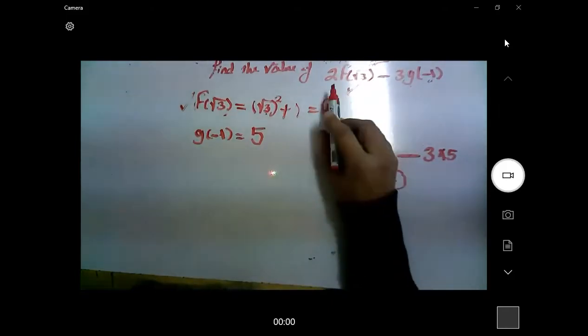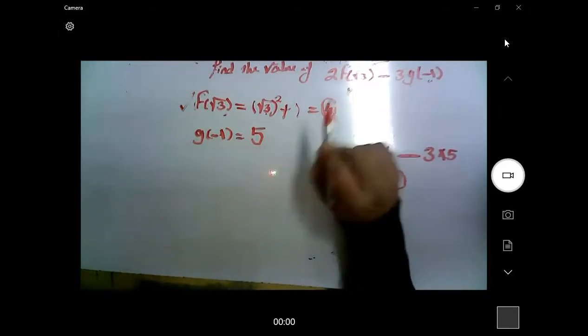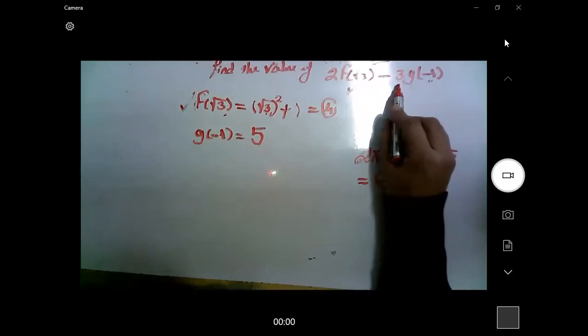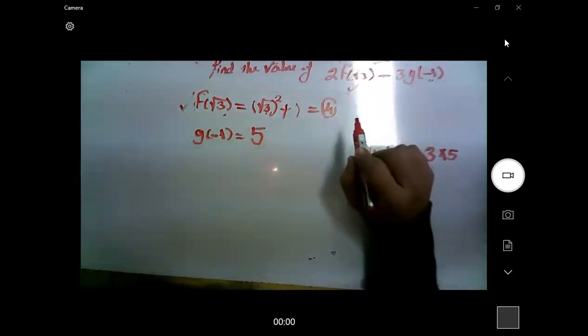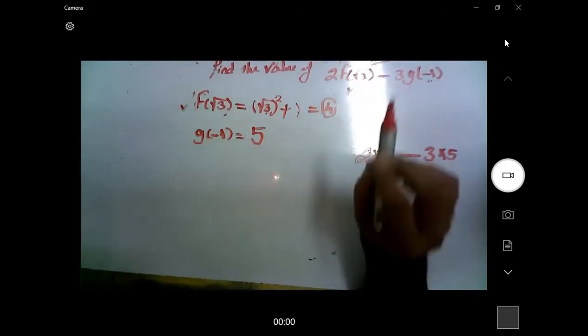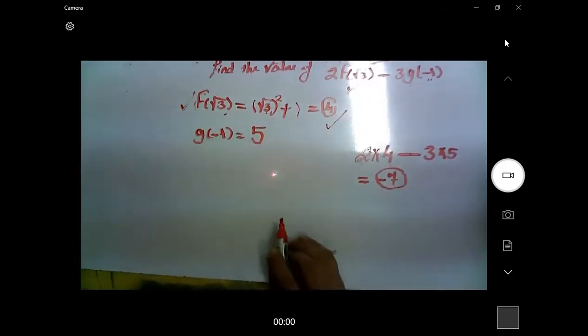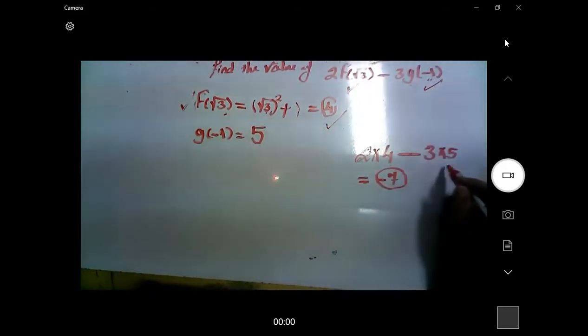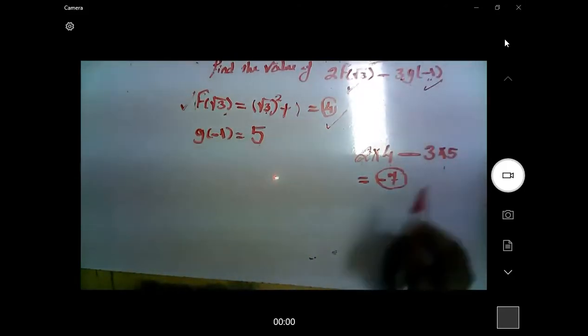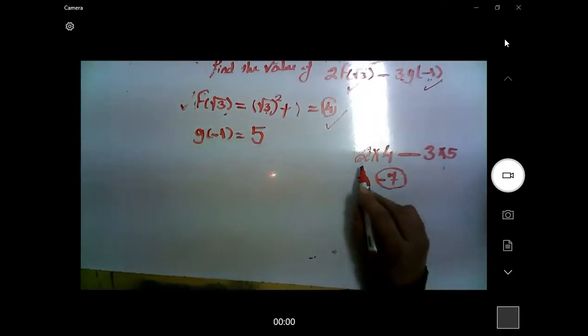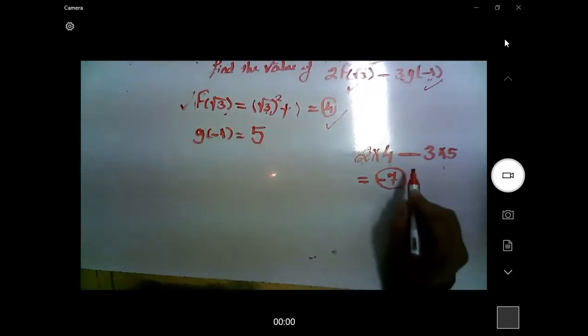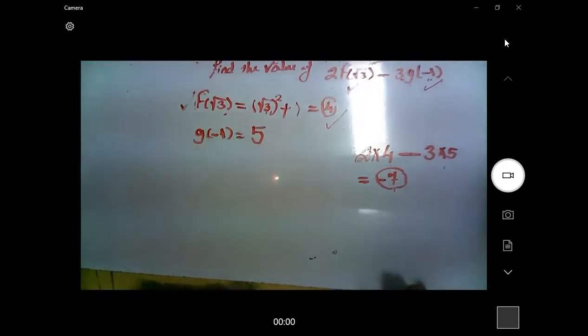The question is 2 multiplied by f of root 3 minus 3 multiplied by g of negative 1. 2f of root 3 is 2 times 4. f of root 3 is 4. g of negative 1 is 5. 3 times 5. Then the final result is 2 times 4 minus 3 times 5, which is negative 7.